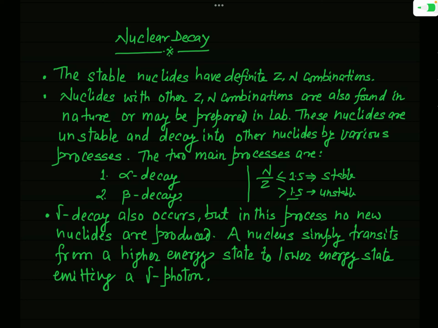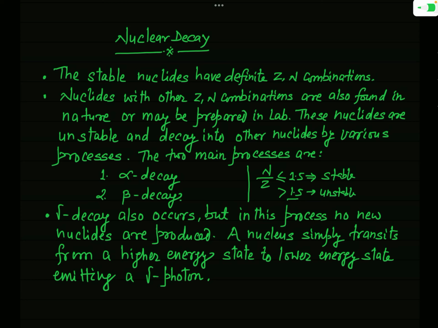But an unstable nucleus always has a tendency to get stability, and for this the nuclei suffer different decay processes. So why does this decay process take place? The basic reason behind this nuclear decay process is just the tendency of the nucleus to be stable. Every nucleus tends towards stability, and for this unstable nuclei suffer different types of decay processes.